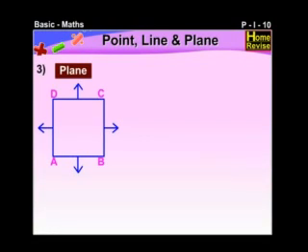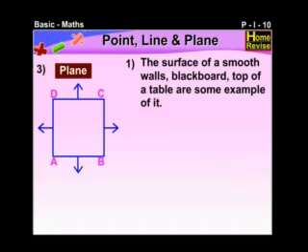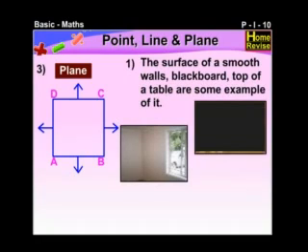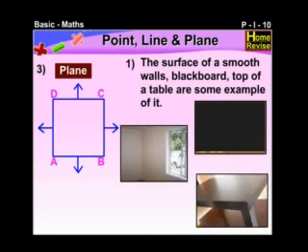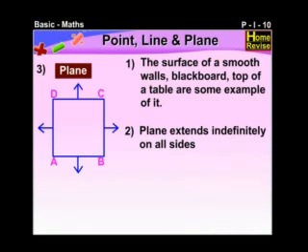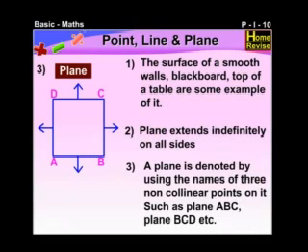Third, plane. First, the surface of smooth walls, blackboards, top of a table are some examples of it. Second, a plane extends indefinitely on all sides. Third, a plane is denoted by using the names of 3 non-collinear points on it, such as plane ABC, plane BCD, etc.